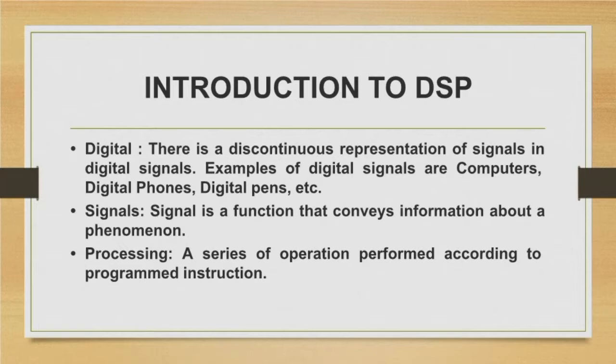Next, signal. As I said earlier, a signal conveys some information. Processing means a series of operations performed according to programmed instructions. Whatever we have already programmed in our system, based upon the instructions, our system processes your signal and produces the output signals.